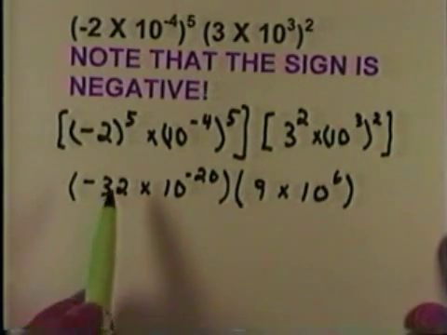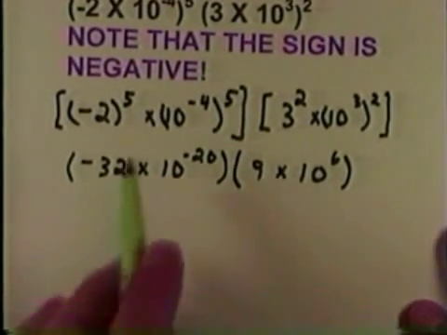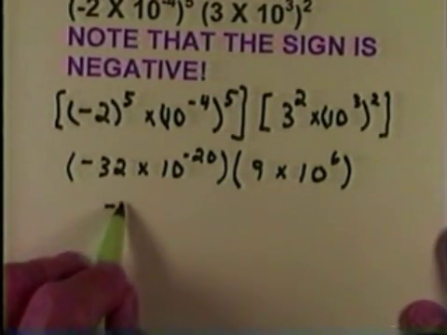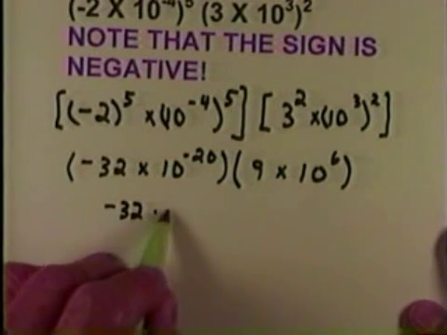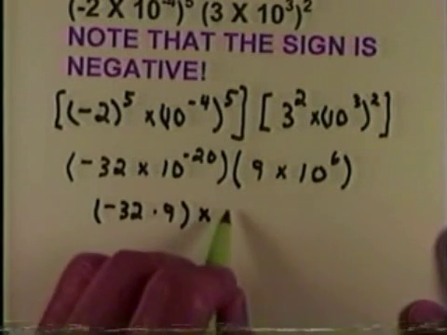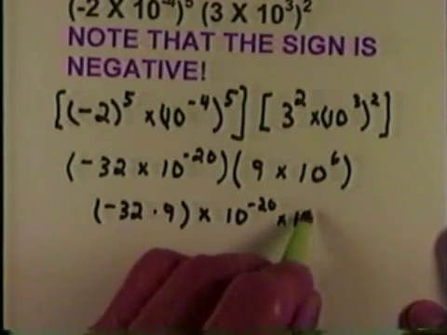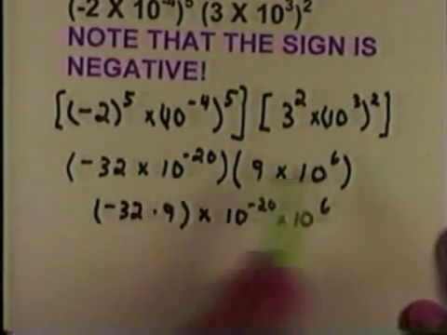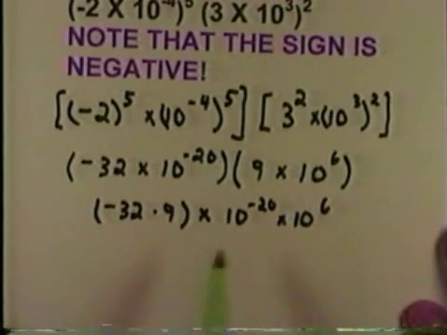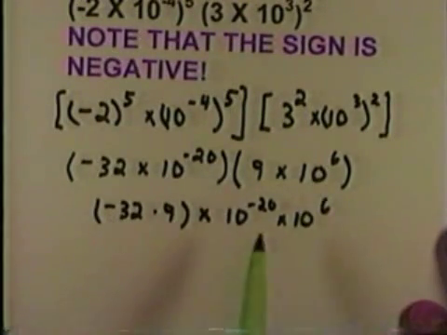Now here, I could change this to scientific notation and then do the multiplying, or I can go ahead and multiply and then just have to change one time. I think that's what I'm going to do. I'm going to multiply the negative 32 times 9, and I'm going to multiply the 10 to the negative 20 times 10 to the 6th. This is all multiplication. Since it's all multiplication, I can regroup and reorder any way I want to. So I choose to put the decimal parts together and put the exponential parts together.